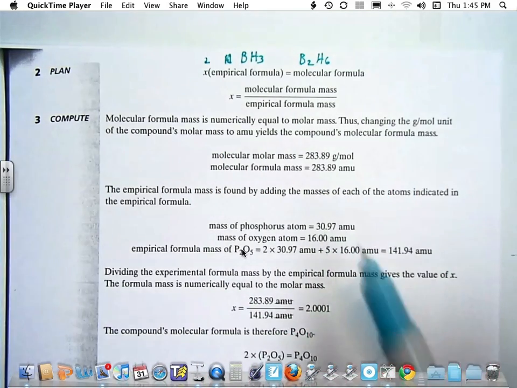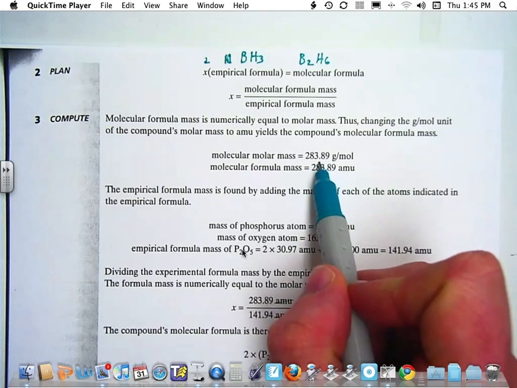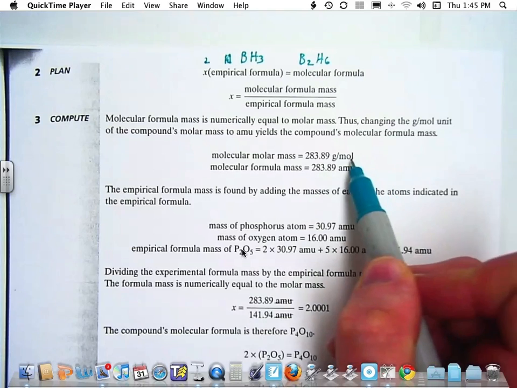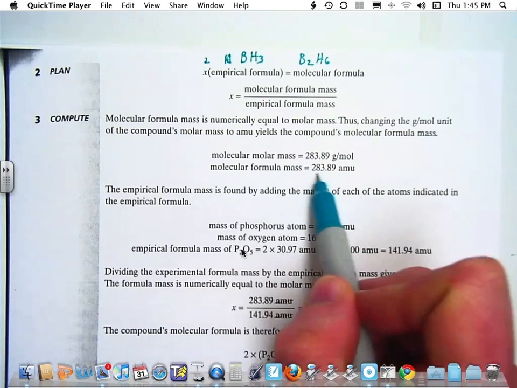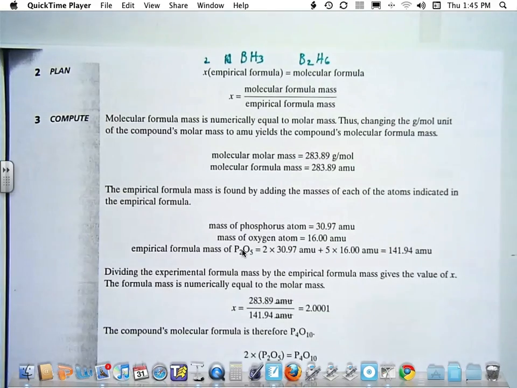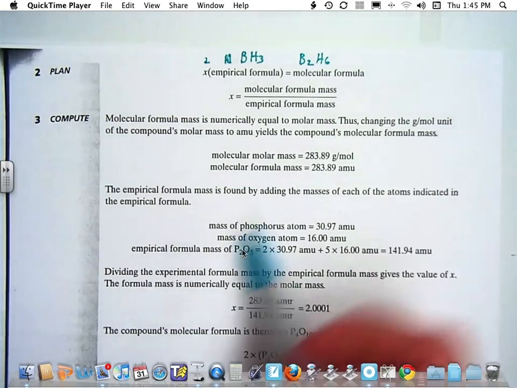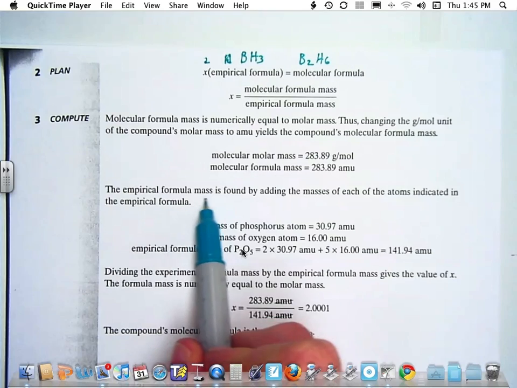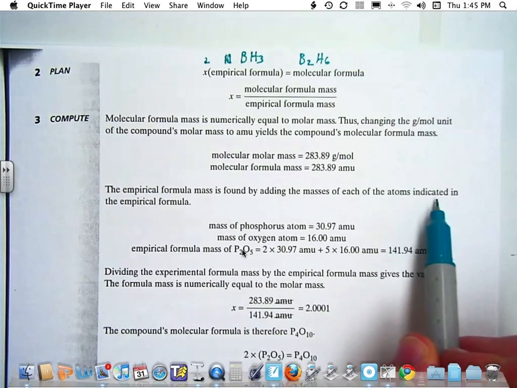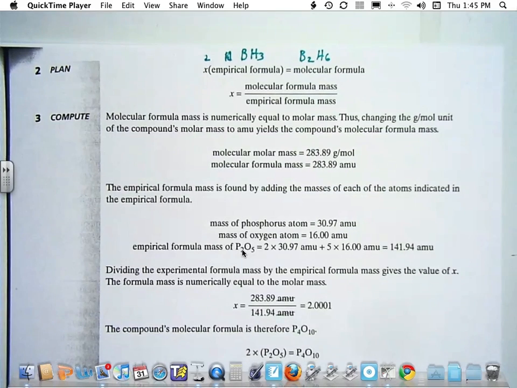So basically, it's saying we've got 283.89 grams per mole. That's just the same as saying 283.9 atomic mass units for one molecule. Okay, so then it says the empirical formula mass is found by adding the masses of each of the atoms indicated in the empirical formula.